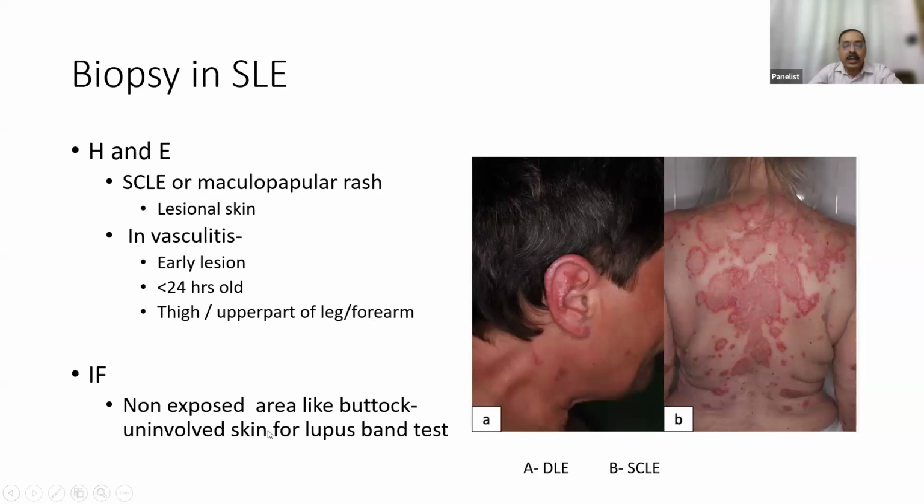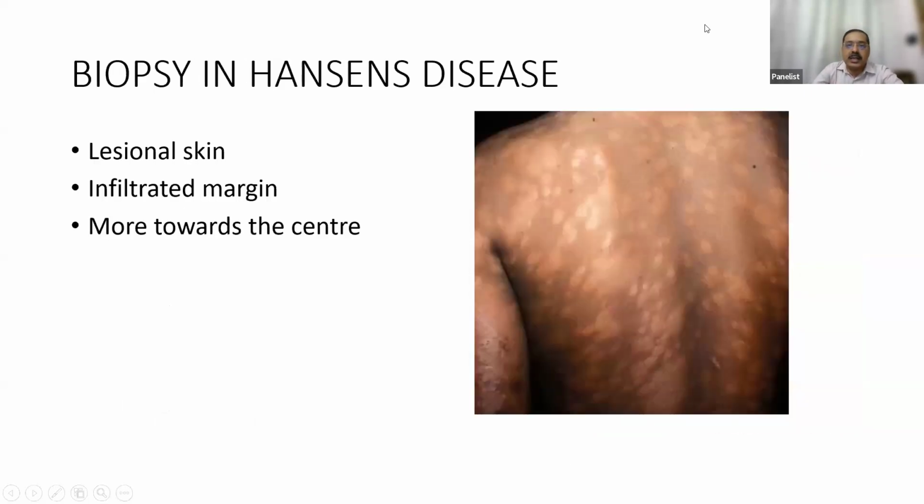If you're doing a lupus band, which is now a little outdated, always do it on a non-exposed, photo-protected area like the buttock. Uninvolved skin must be taken for lupus band test.